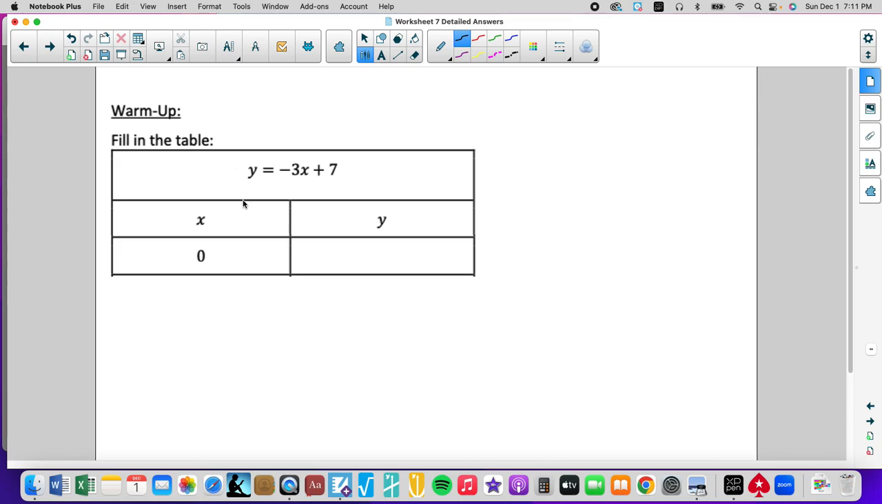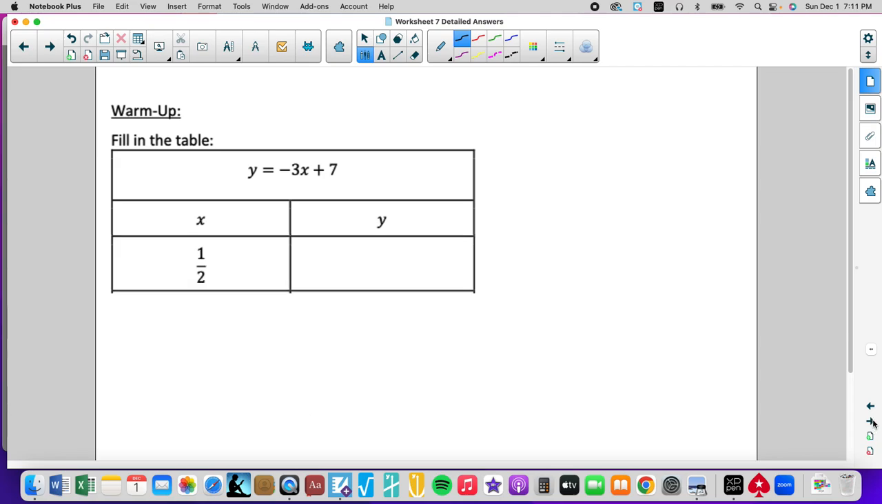Now, these are linear, so we may get different outputs for each input. But when we move to functions, we would expect that to be the case. So we're going to plug in 0. And then we're going to simplify. And we get 0 plus 7y equals 7. So when we input 0, my output's going to be 7.